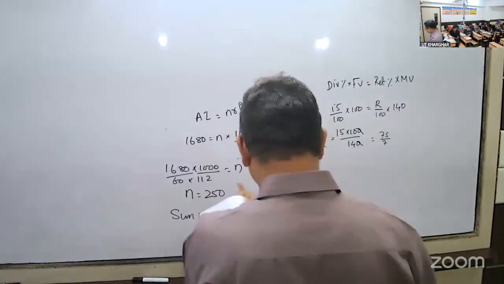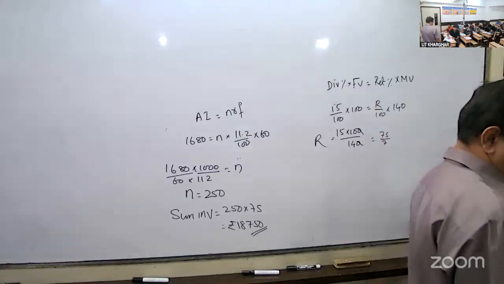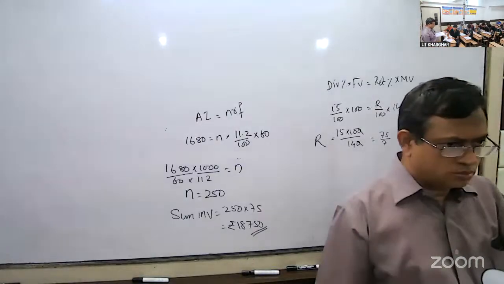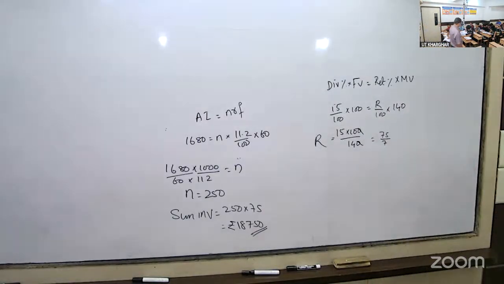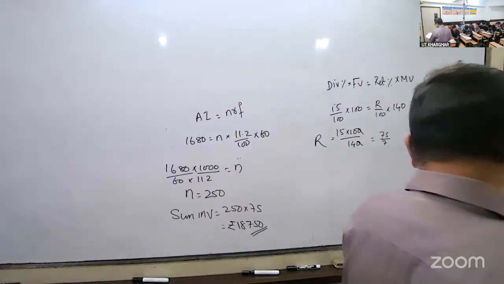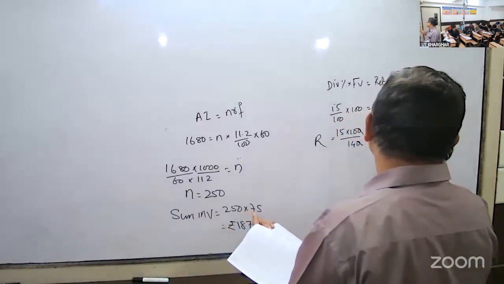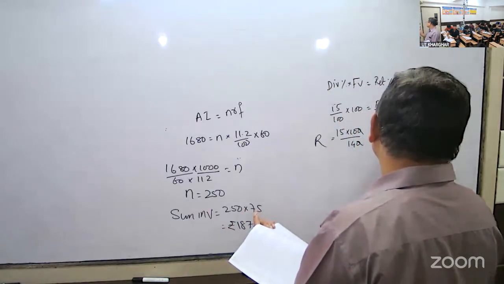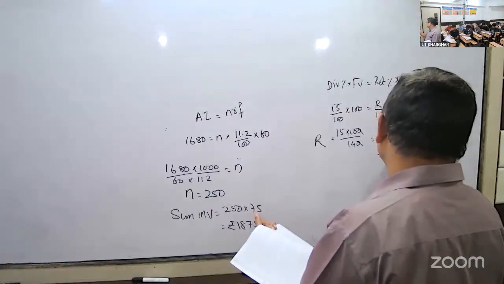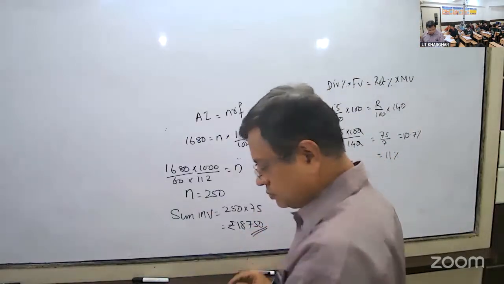75 by 7, how much? 1.7 or 10.7? Given in the question. Did you get 1.7 or 10.7? 10.7%, which is equal to 11%, nearest integer. Be careful in divisions. 11%. They asked you the nearest integer, so round off.